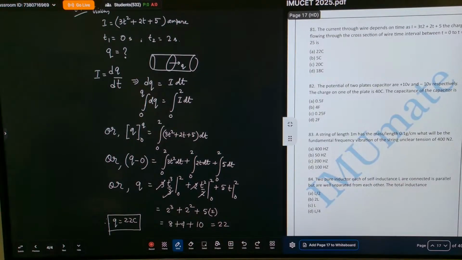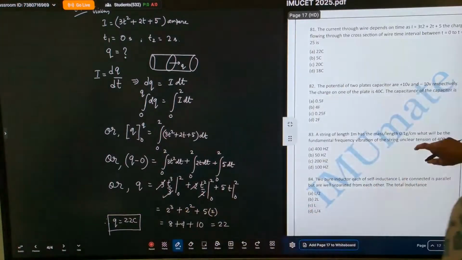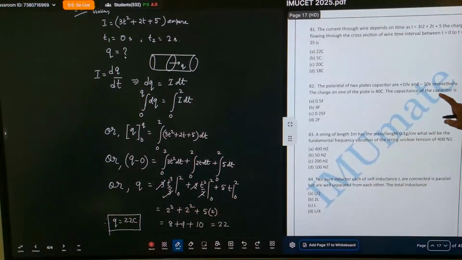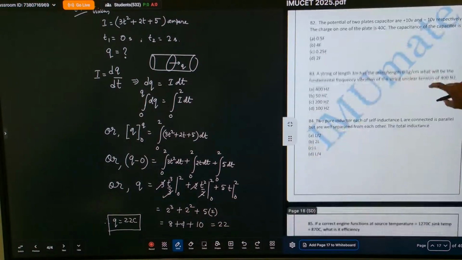Okay, so I will go for the next one. Please write it down. Potential, this is of capacitance.